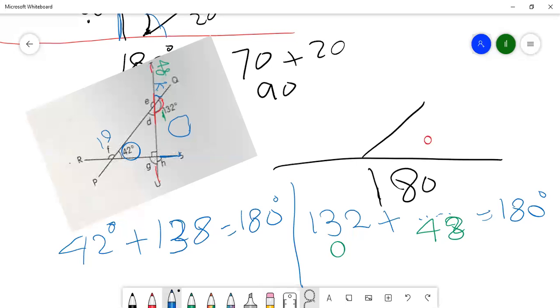Very easy. What do we call these two angles on a straight line? Supplementary, guys. We call them supplementary.